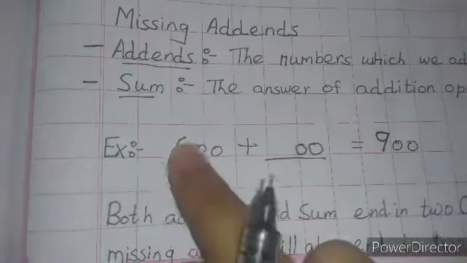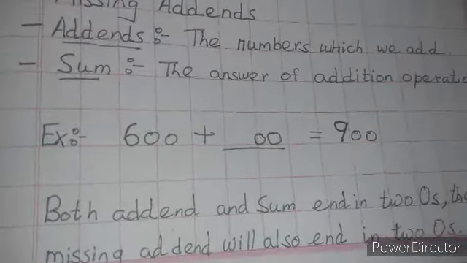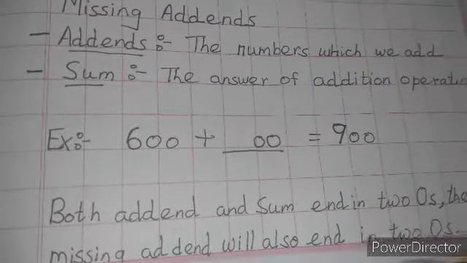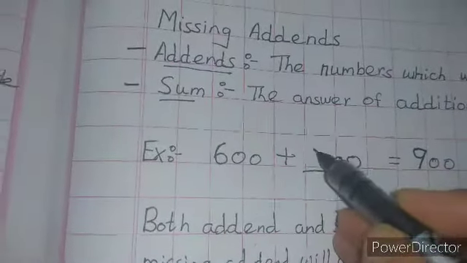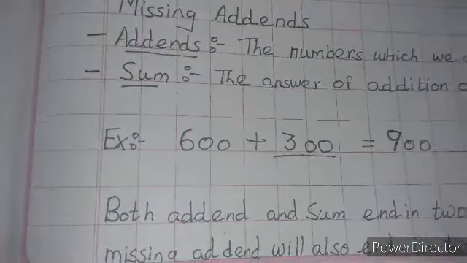Now here it is 6. So what we will do? We will count forward till 9. After 6 what number comes? 7, 8 and 9. Till 9 we have to count. So there are 3. So what will come here? It will be 3. Now we have put 3 here.